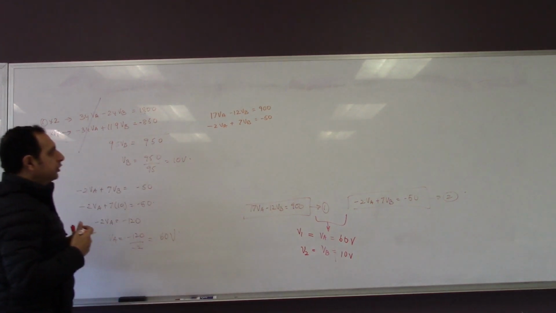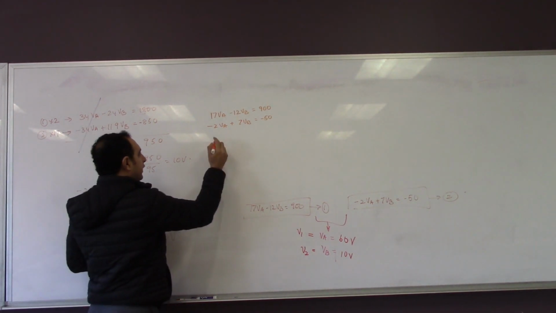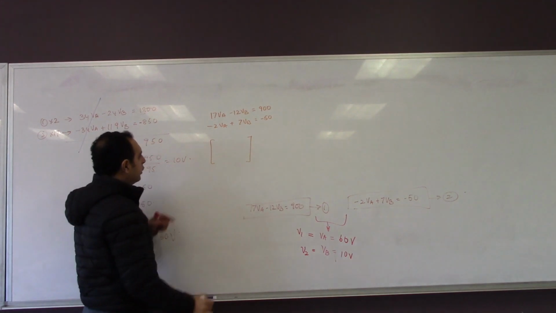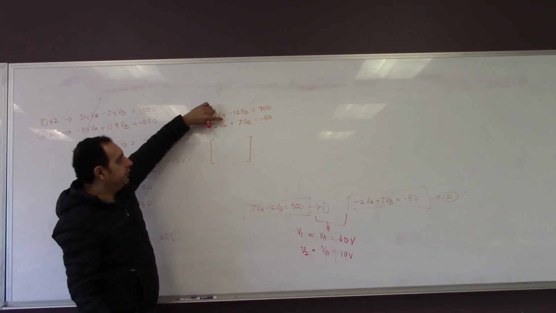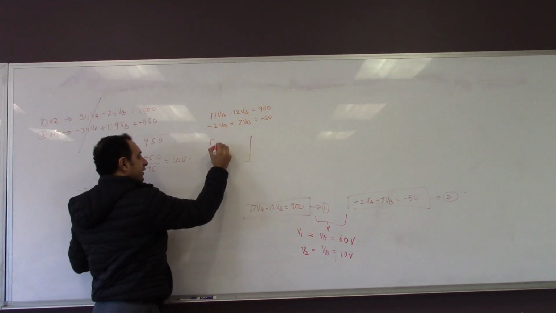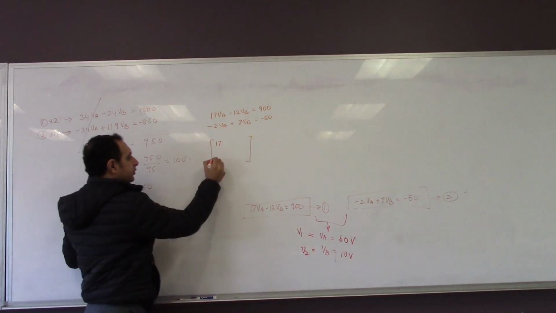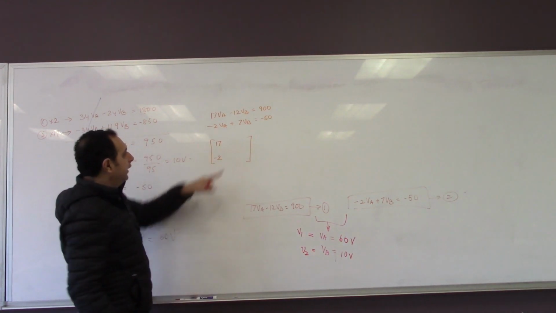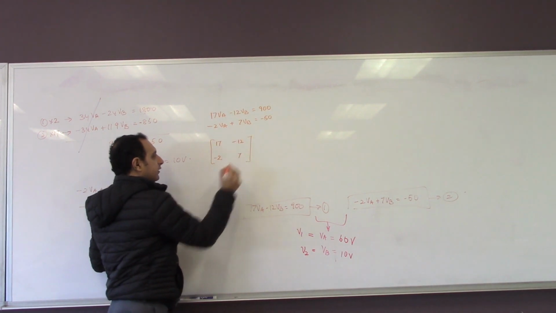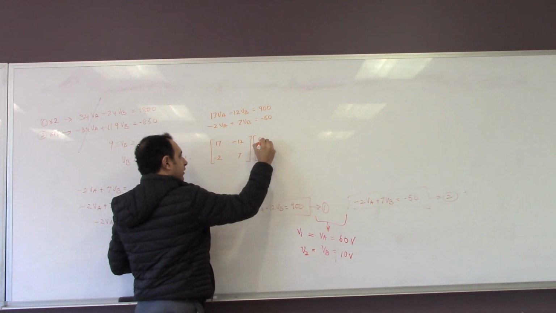All right. So what we'll do is represent this in matrix form. Here I'll set up a coefficient matrix. For the coefficient matrix, we just write the coefficients of the variables. So this is 17 VA, so I'm just going to write 17 here. What is the coefficient of VB here? Minus 12. And here you have minus 2, and this is 7. And then we'll write this as VA, VB.